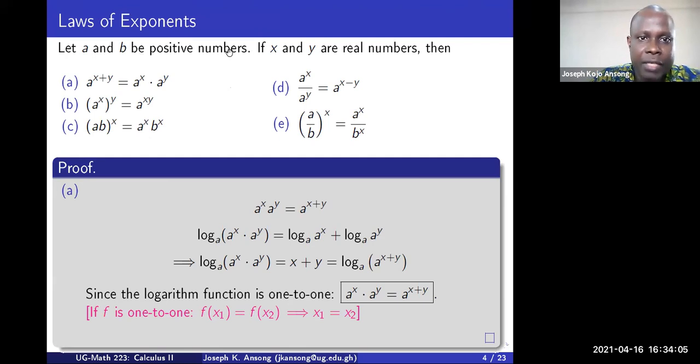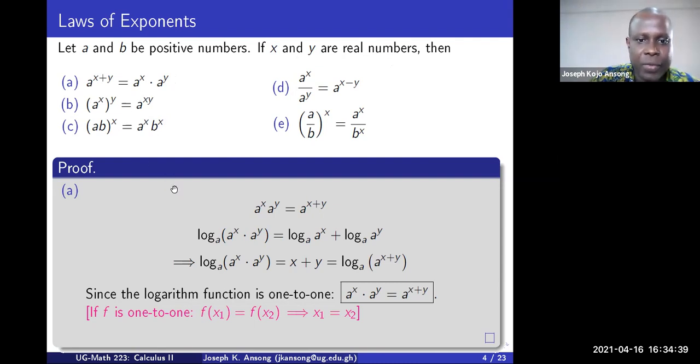If a and b are some positive numbers and x and y are real numbers, then a raised to the power x plus y is the same as a to the x multiplied by a to the y, okay? And then these are the ones. We'll prove the first 3, and then you can try to prove D and E, okay? So we'll do them for this general case. Then when we get to natural exponential functions, the same applies. You only replace the a with e as we did for logs, okay?